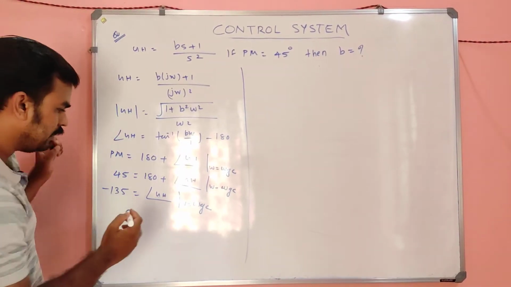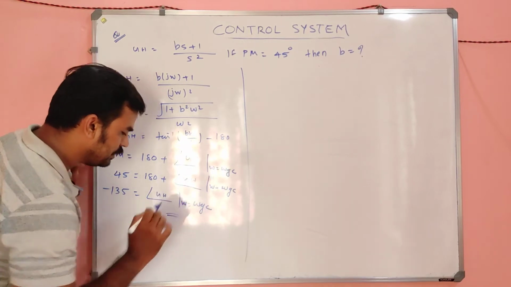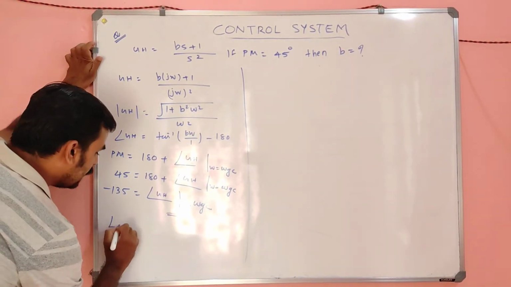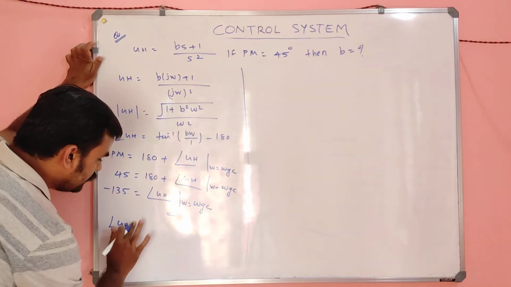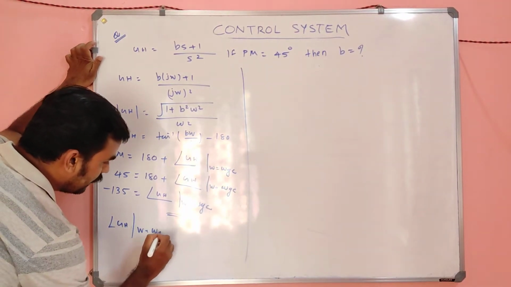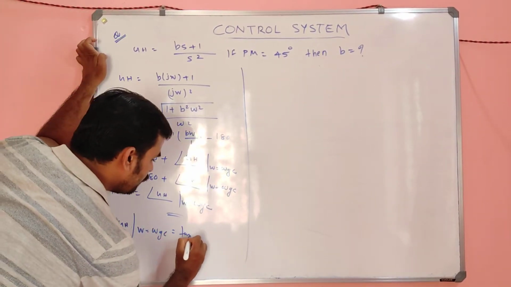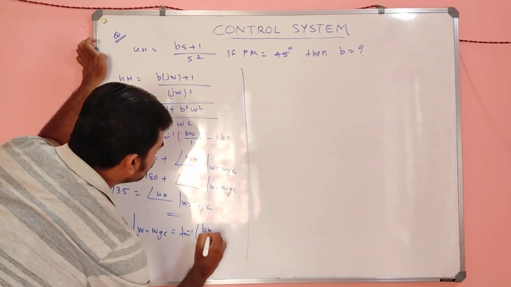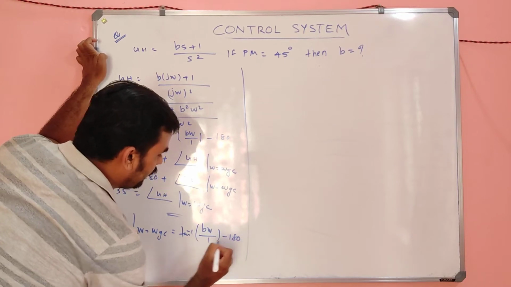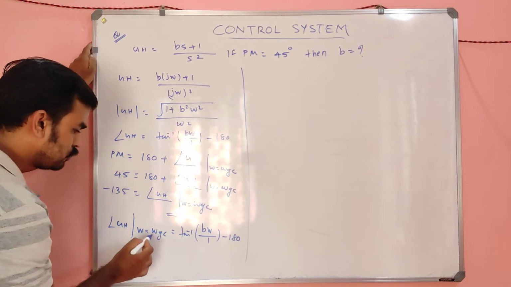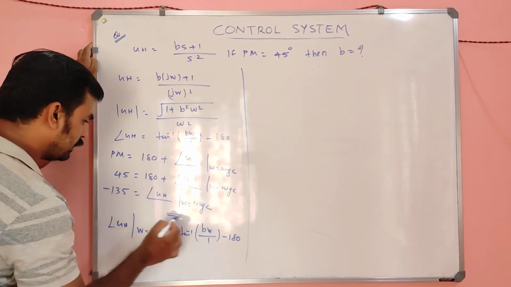Up to this, is it clear, my dear? Just wait. We will do it in a different manner. What is angle of GH at omega equal to omega GC? What is angle of GH? In this way, it is very beautiful. Tan inverse B omega by 1 minus 180. Am I right, my dears? So substitute this angle of GH with omega equal to omega GC in this equation.